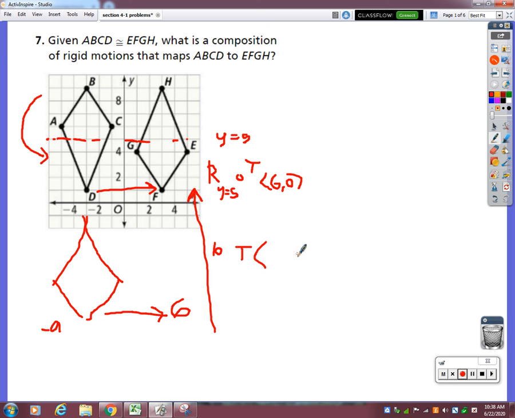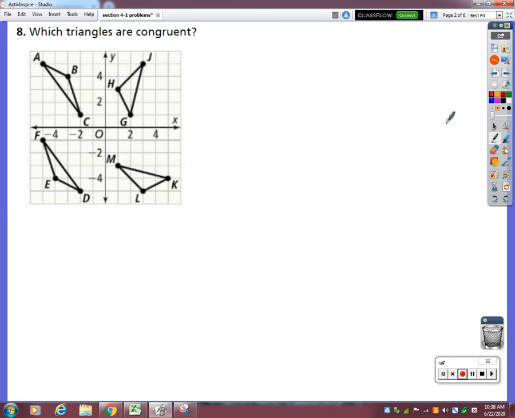Can you understand any of this? So that would be a reflection over the x-axis followed by a translation of 6 to the right and up 10. But there's like an infinite number of ways that you could do it. So some sort of a reflection and then a translation.